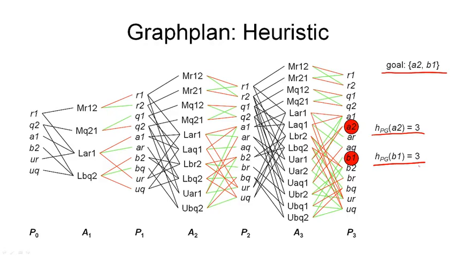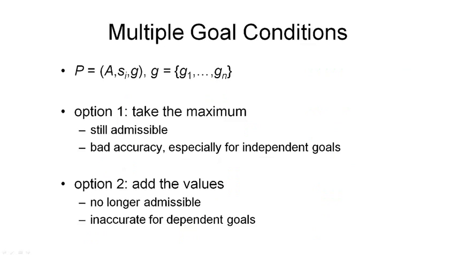But note that we have said nothing about which actions these are. So these actions will be from the 3 action layers, but for all we know, they might be the same 3 actions for both goals. So that is a problem. How do we combine these two values into a single heuristic for a composite goal? So the question is, how do we combine the information gained from the planning graph as a heuristic for individual goal conditions when we have multiple goal conditions?